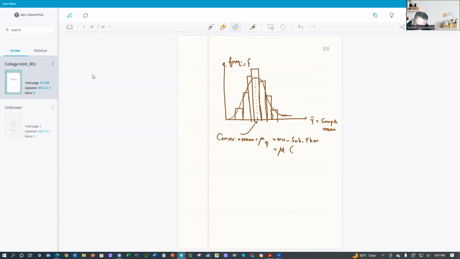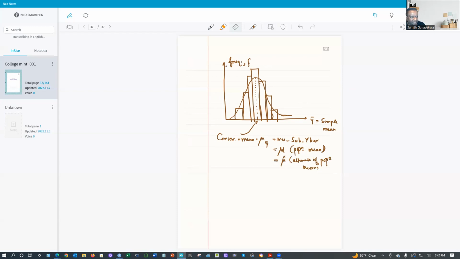That's what the population mean is. If the population mean is not available, we're going to use its estimate. That's what we are trying to do here: find the population mean estimate. Since it's not available, we got all the sample means.